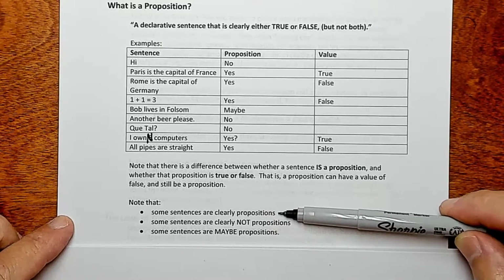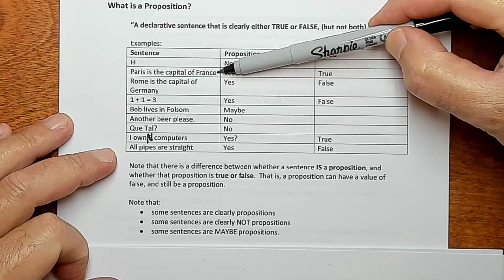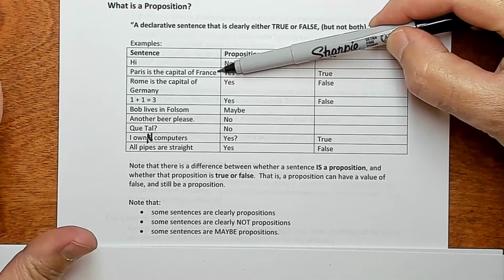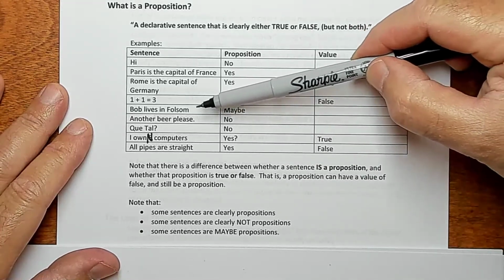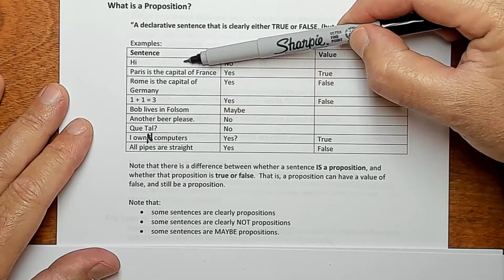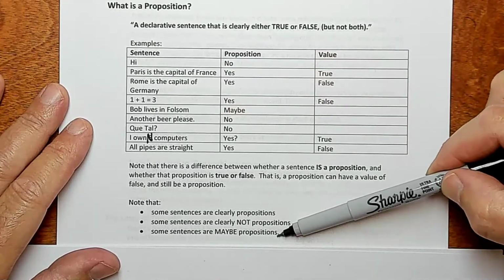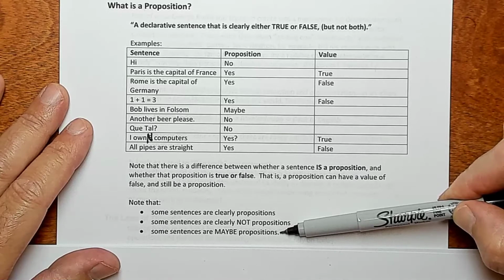Some sentences are clearly propositions, like Paris is the capital of France. That's clearly a proposition. I mean, it either is the capital of France or it isn't. And then some statements are clearly not propositions, like hi. That's clearly not a proposition because it has no true-false value. But there are many kinds of statements where it's not easy to tell whether they're propositions.